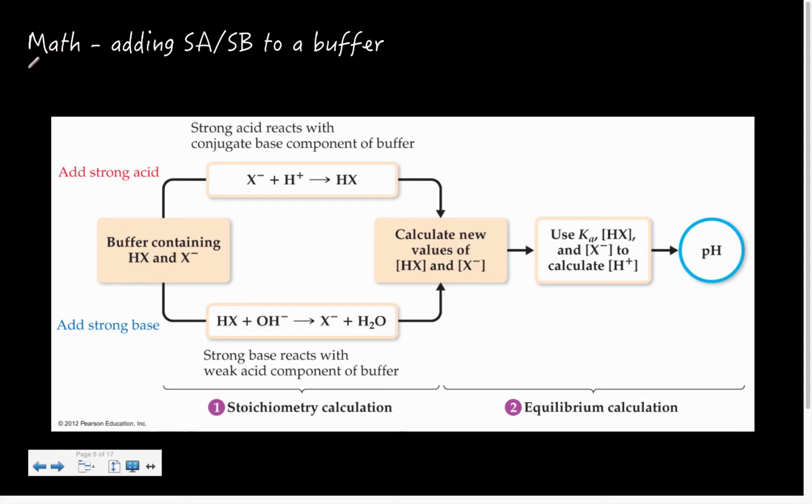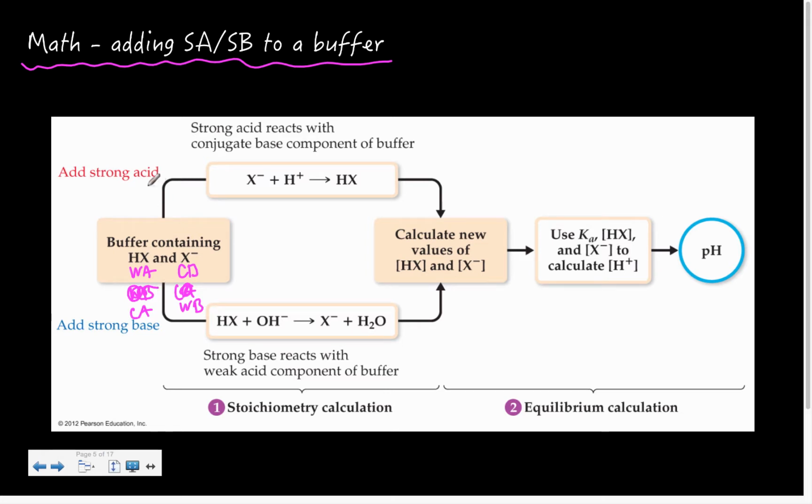Hello AP Chemistry, and welcome to a little bit of math where we start adding strong acids or strong bases to our buffer system. So first of all, a buffer has to be composed of specifically a weak acid and its conjugate base, or likewise we could have a weak base and its conjugate acid. Either way, we have to have both species present.